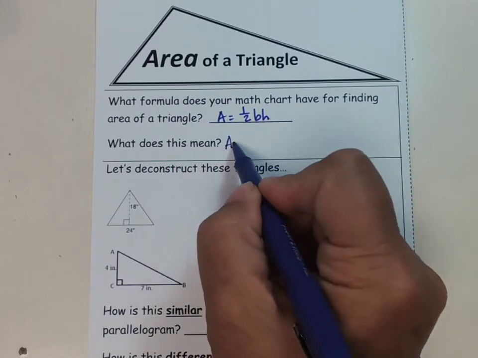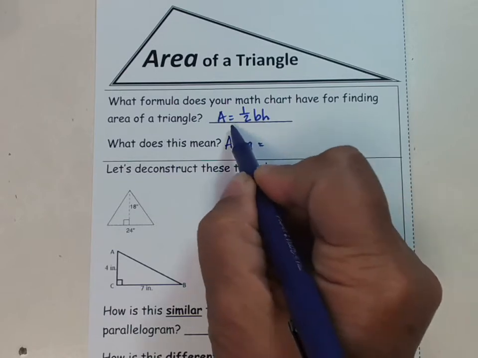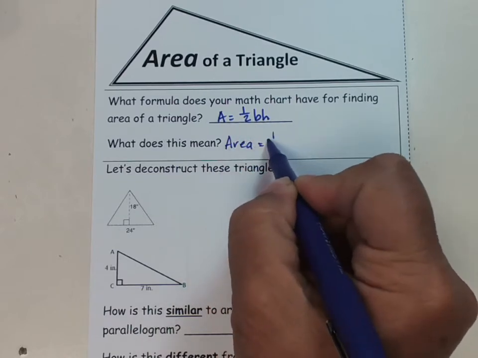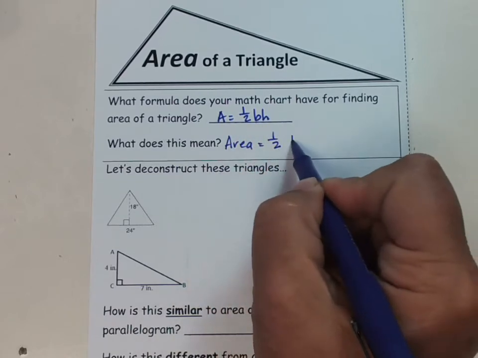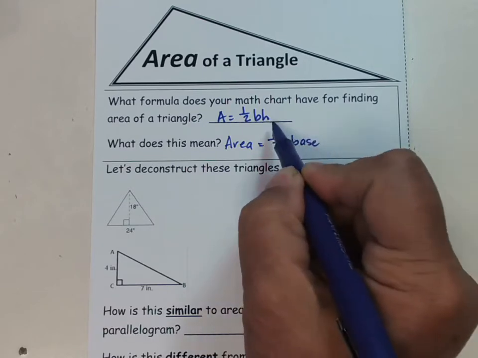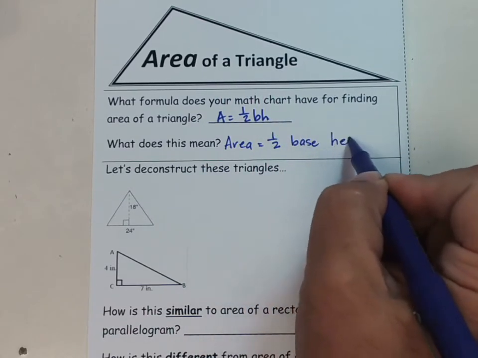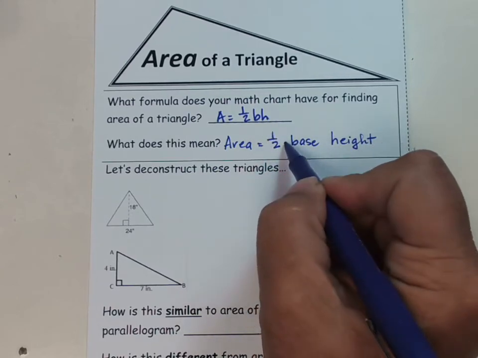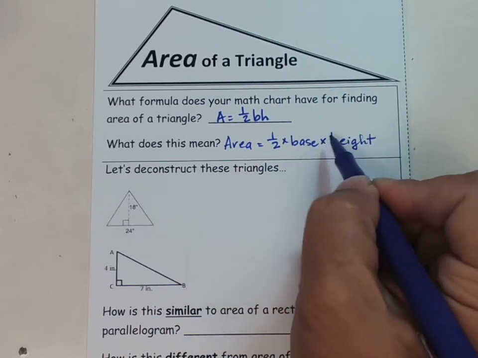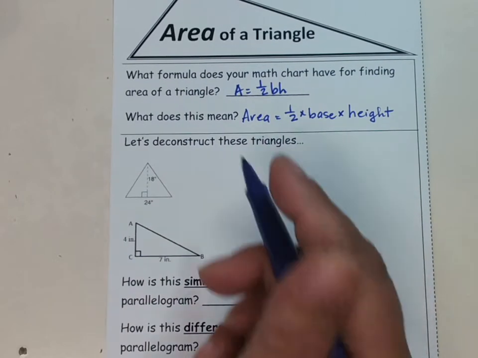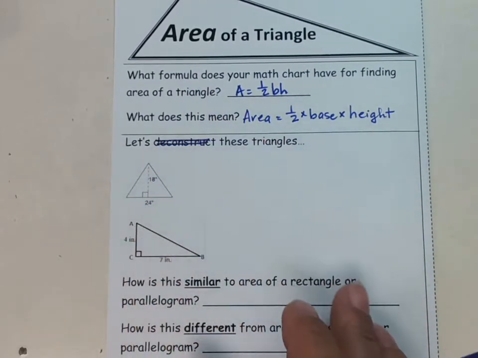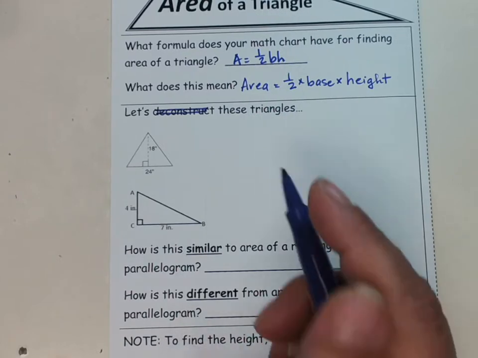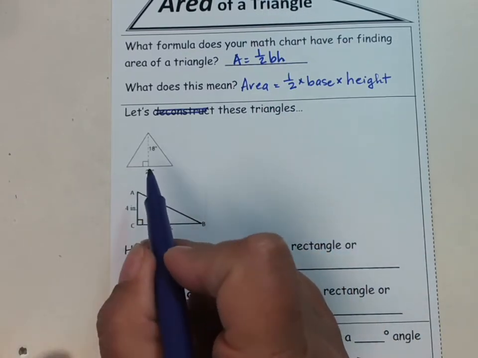A stands for area. Got the equal sign. 1/2 stays a half. B is base. And H is height. Okay? And because there's no symbol there, that actually means to multiply. So we're not going to deconstruct anything. What we're going to do is we're going to talk about the base and the height.